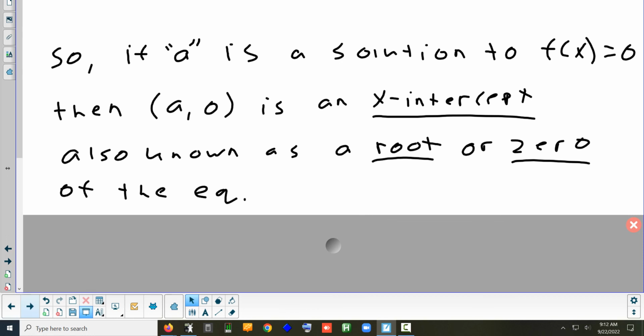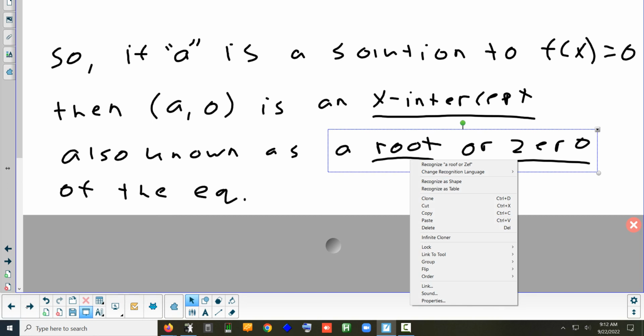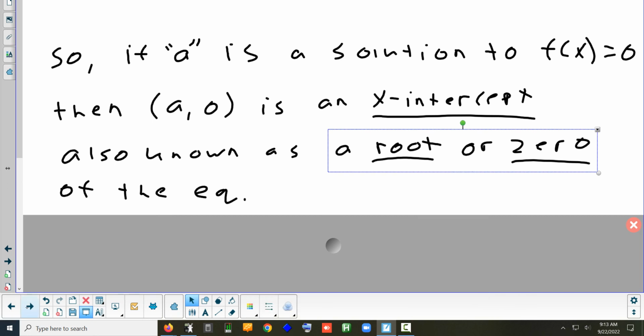It's basically what I just said to you. So if you find a number that you can plug into a formula and it gives you an answer of 0, then you just found a root to your equation, or you also found a 0. If you write it as that number, comma 0 in a coordinate format, now you're describing an x-intercept. But those 3 terms basically all mean the same thing.